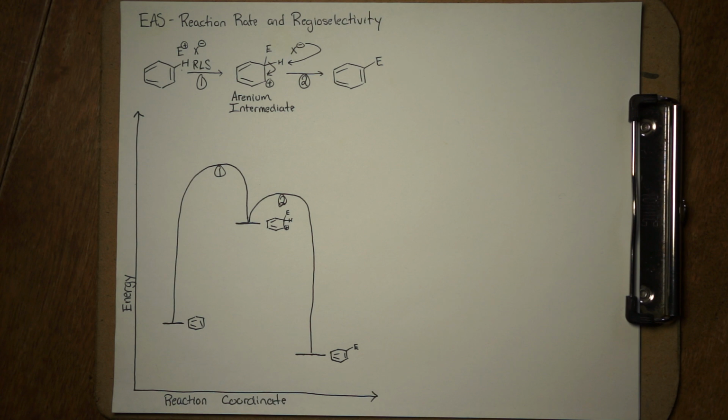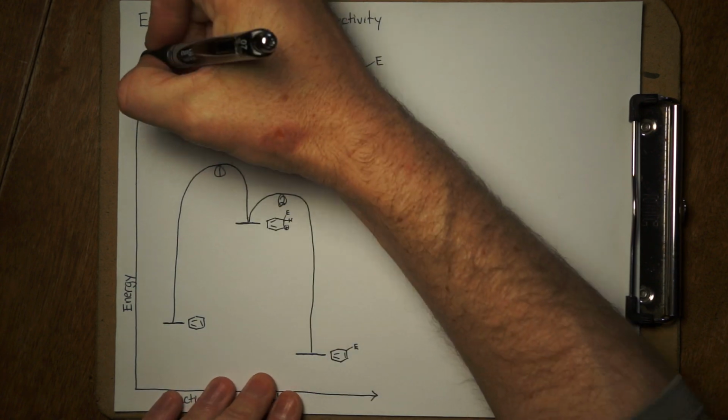So it's important to note that anything that we can do to stabilize the arenium intermediate, to lower the energy of the arenium intermediate, is going to lower the energy of that first step. So the question that we're asking today is, how is a substituent on that benzene ring going to affect the energy of the arenium ion intermediate?